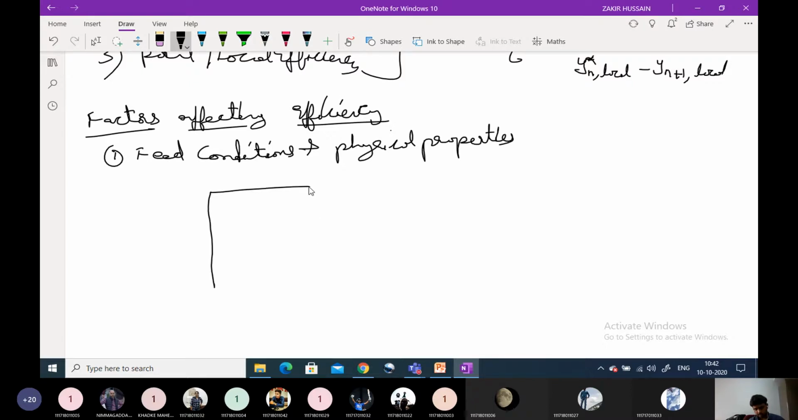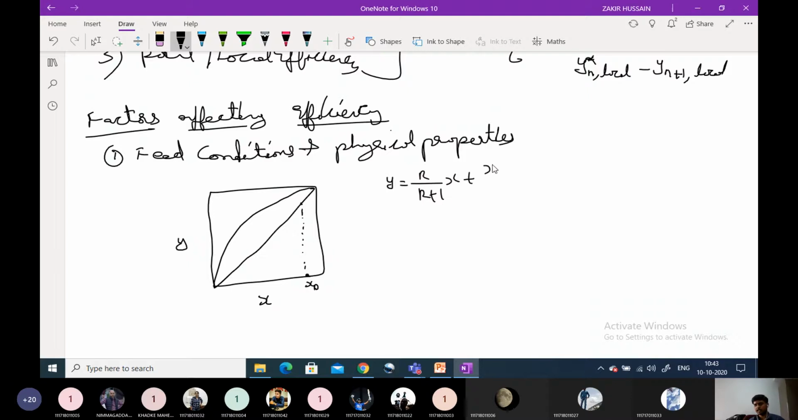If you consider this as an equilibrium diagram between X and Y, this will be the diagonal, and this will be the equilibrium curve. First, we have to locate our xd according to the McCabe method. Then this xd needs to be projected until the diagonal is reached. Then from this diagonal, using the operating line for the enriching section, which is y equals R by R plus 1 x plus xd by R plus 1, using the slope or intercept, we have to draw our operating line for the top or enriching section.